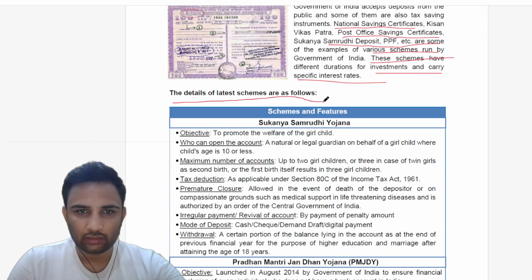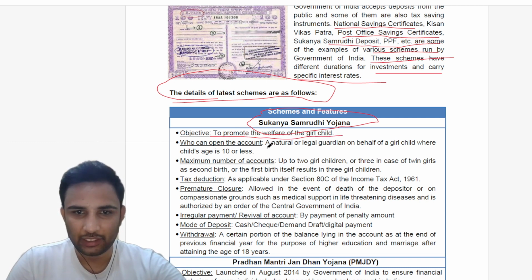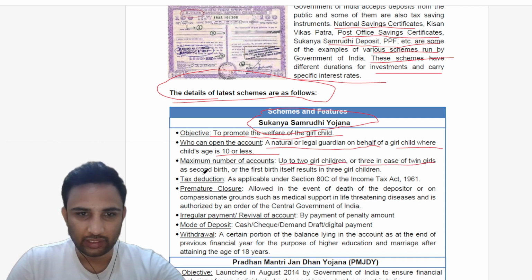The details of the latest schemes are as follows. So first we will cover Sukanya Samriddhi Yojana. What is the objective? The objective is to promote the welfare of a girl child. Who can open the account? A natural or legal guardian on behalf of a girl child where the child's age is 10 or less. Maximum number of accounts: up to two girl children, or three in case of twin girls as second birth, or the first birth itself results in three girl children.